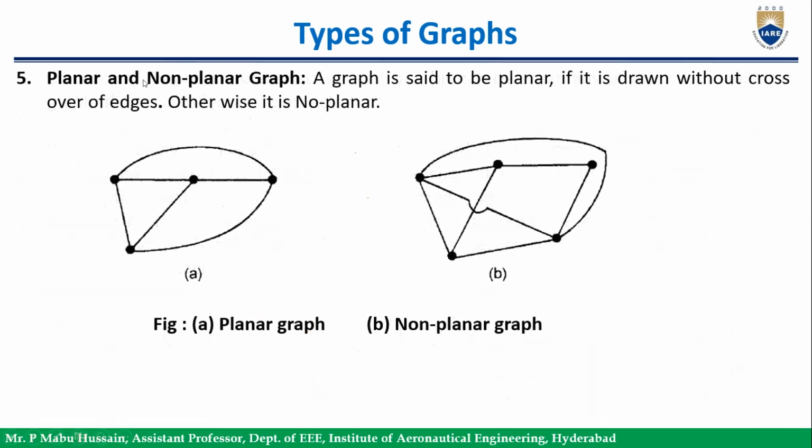Then what are planar and non-planar graphs? If you draw a graph on a plane surface and there are no crossovers, that graph is said to be a planar graph. If you draw the network graph on plain paper and observe some crossovers, then in such a case you can say that the graph is a non-planar graph.